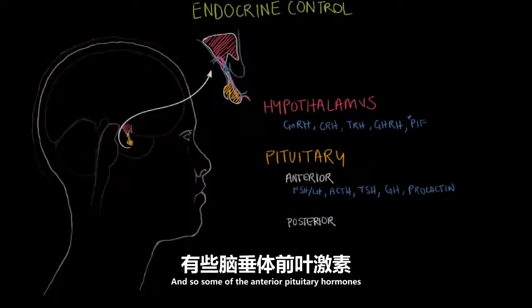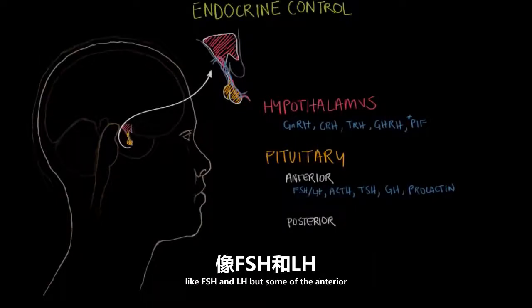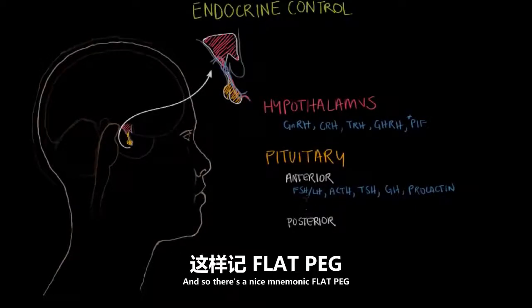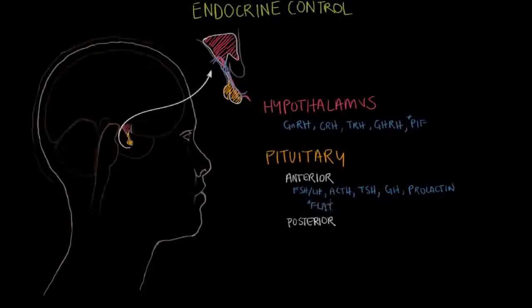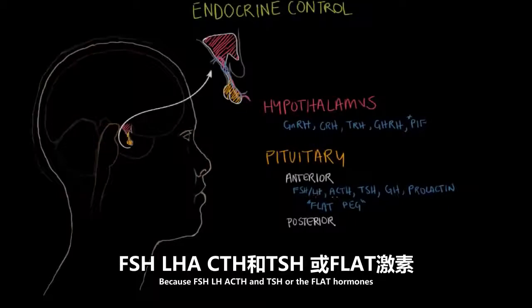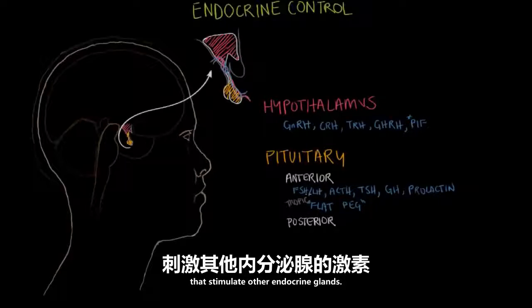Some of the anterior pituitary hormones go down and directly stimulate other endocrine glands, like FSH and LH, but some of the anterior pituitary hormones directly affect parts of the body, like growth hormone and prolactin. There's a nice mnemonic, FLAT PEG, which helps me remember which one's which, because FSH, LH, ACTH, and TSH, the FLAT hormones, are called tropic hormones. Let me get a different color for this. And the tropic hormones are hormones that stimulate other endocrine glands.